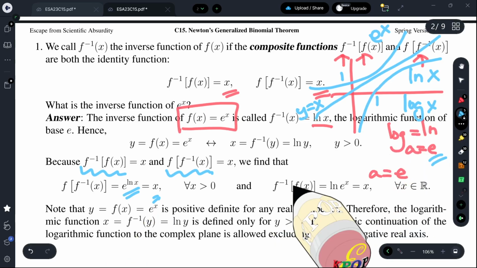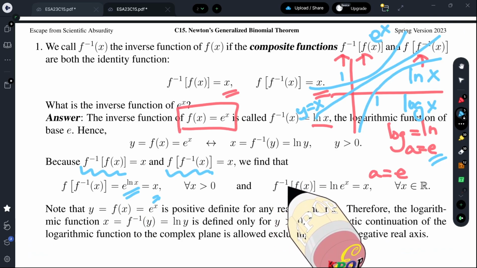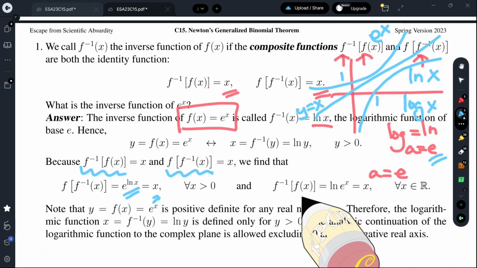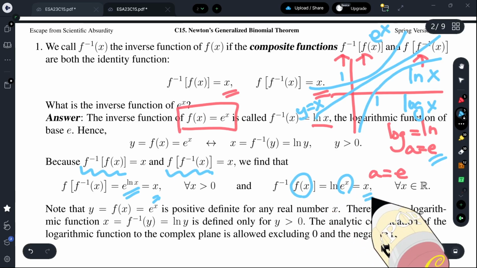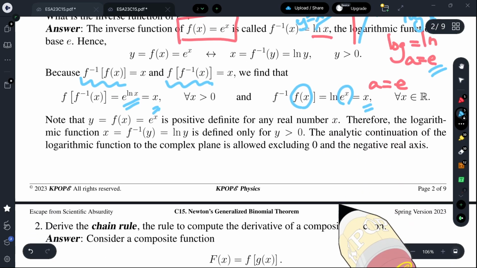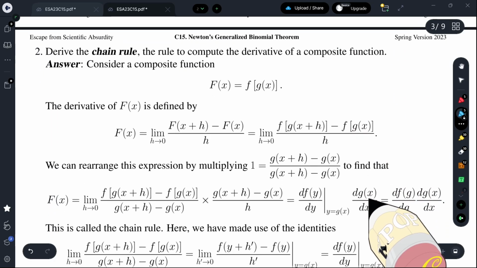In reverse, f inverse is log, and the log with the substitution of exponential is also the identity operation. Next, we consider the chain rule.